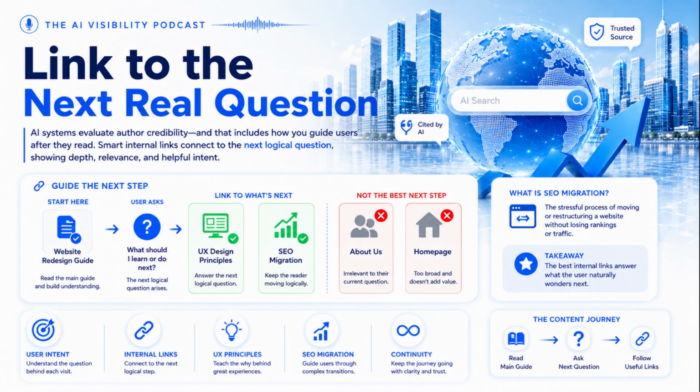The second element is related internal links. But I imagine Schneppat doesn't want us just throwing random links to our homepage down there. No, not at all. They must answer the next logical question the user has. If a user just finished reading a comprehensive guide on website redesign, the natural next step isn't a link to your About Us page. Right. It is a link to UX design principles, or perhaps a guide on SEO migration.